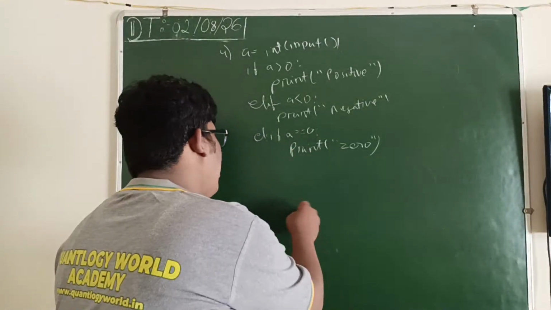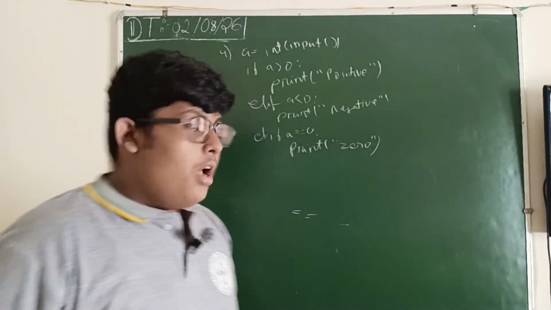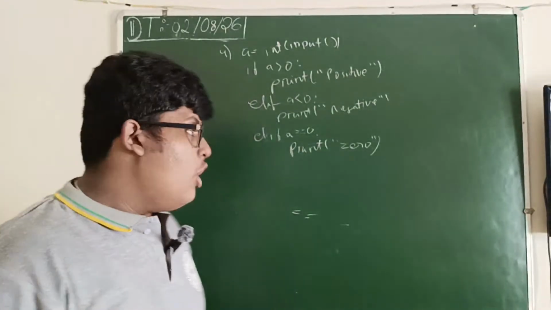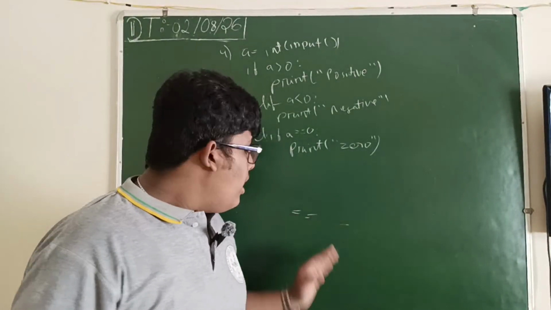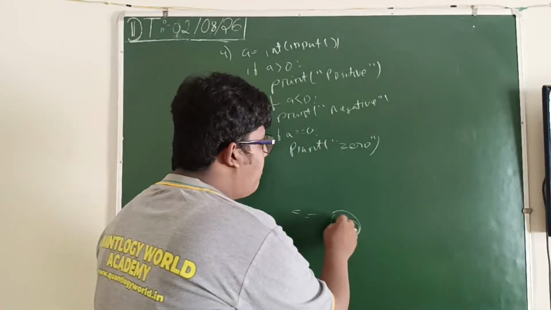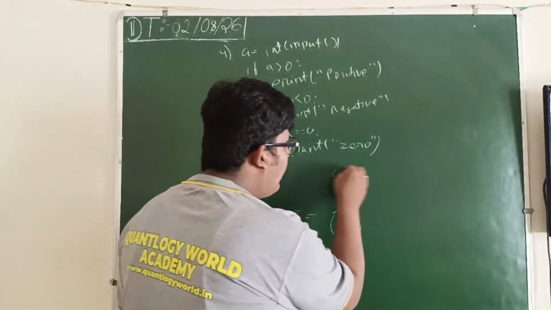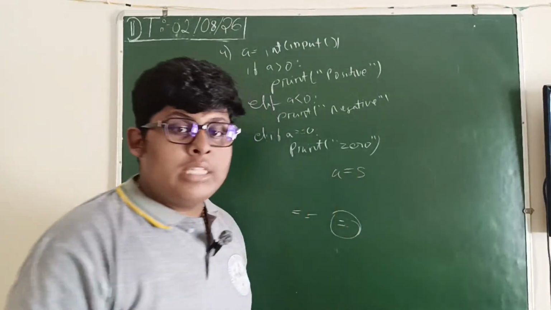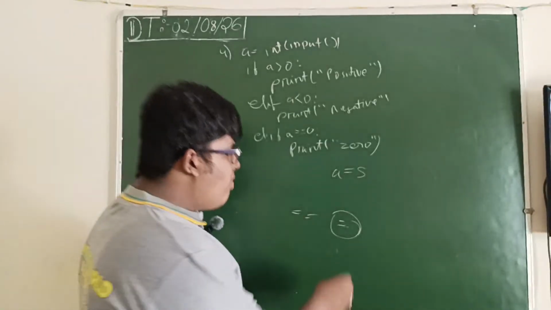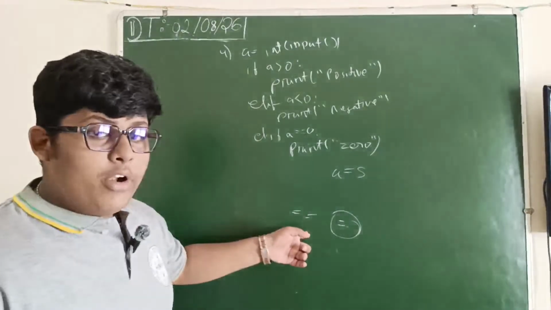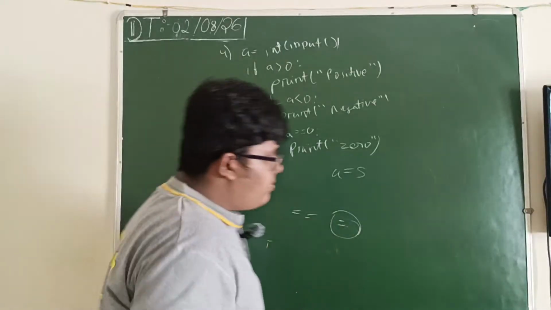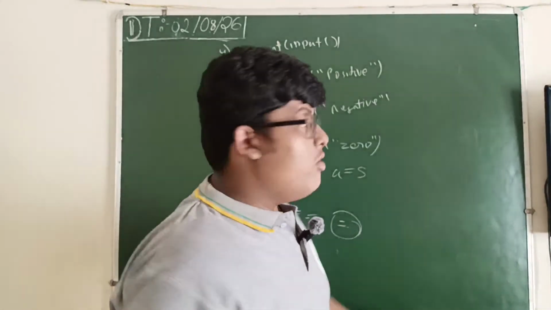What is the difference between double equal to and single equal to in Python? Double equal to is a relational operator and single equal to is an assignment operator. What is the difference between a relational operator and an assignment operator? The assignment operator is used to assign a value to a variable. If you are writing A equal to 5, then we are using this single equal to, which means we are assigning 5 to the variable A. This is the work of the assignment operator. And what is a relational operator? This checks the LHS and RHS values and returns the answer in true or false. This is the basic difference between double equal to and single equal to.